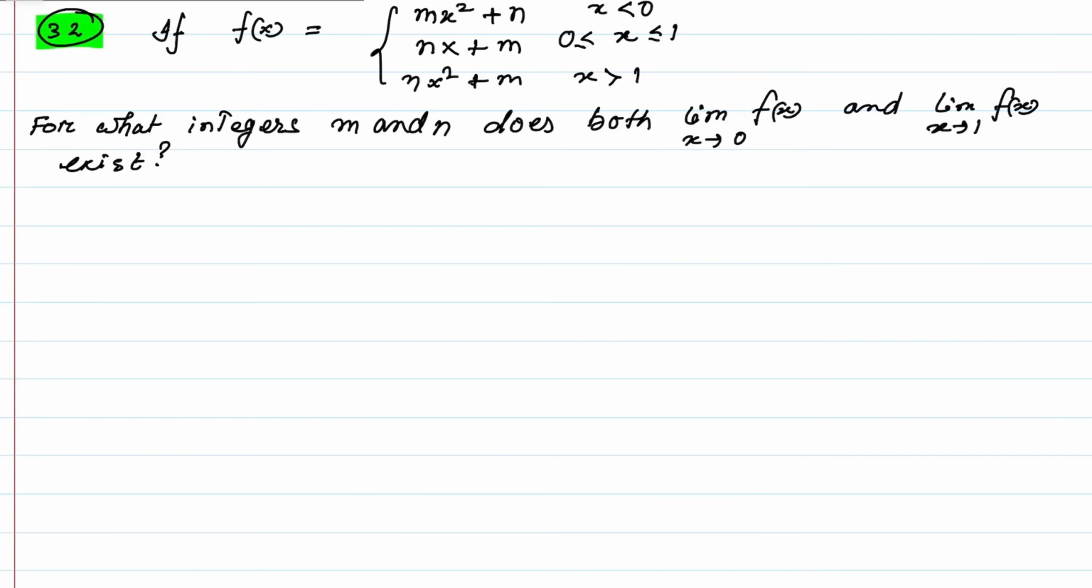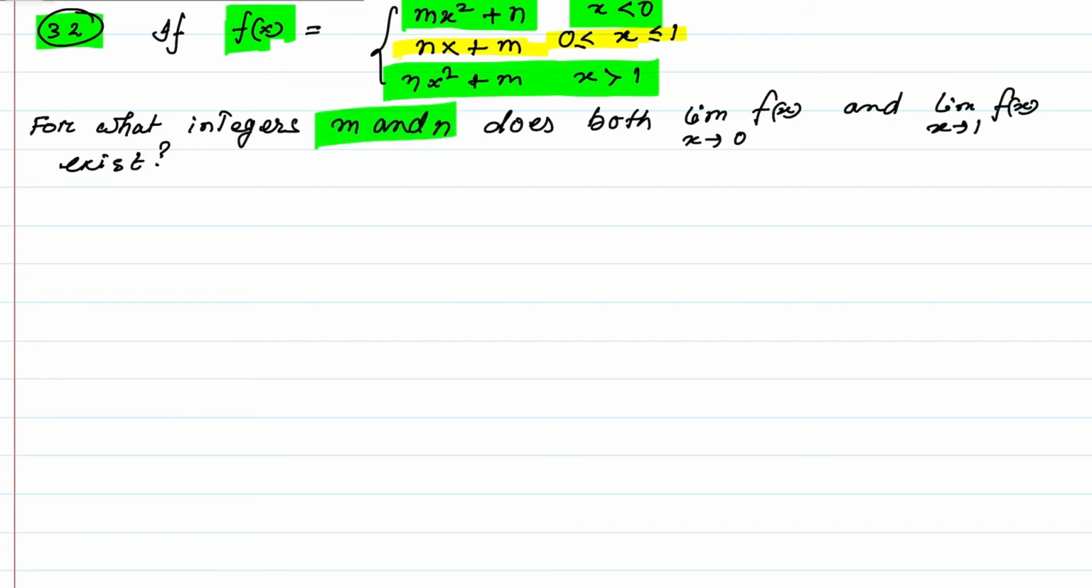Now let me solve 32. Here you see this function is given. So when x is less than 0, it is equal to mx square plus n, and when x is greater than equal to 0, less than equal to 1, its value is nx plus m, and it is nx square plus m when x is greater than 1. So we need to find for what integers m and n do both these two limits exist. Okay, so now let me show you how to solve.